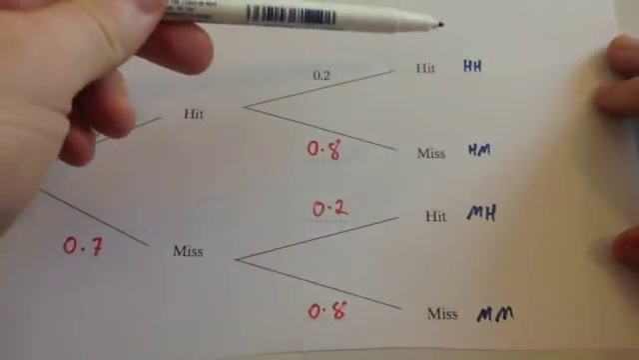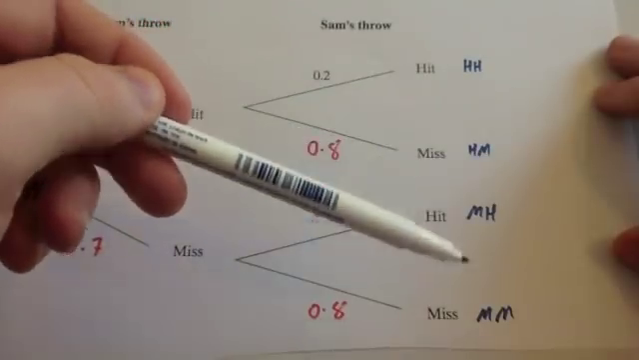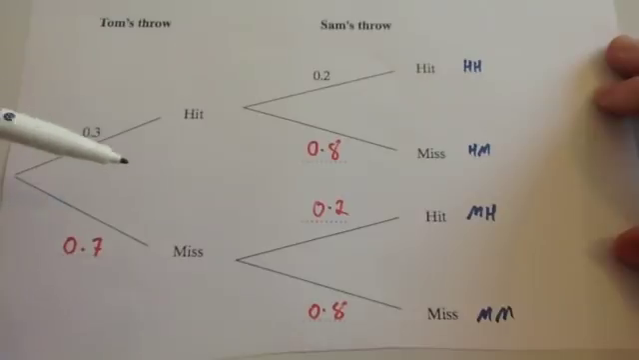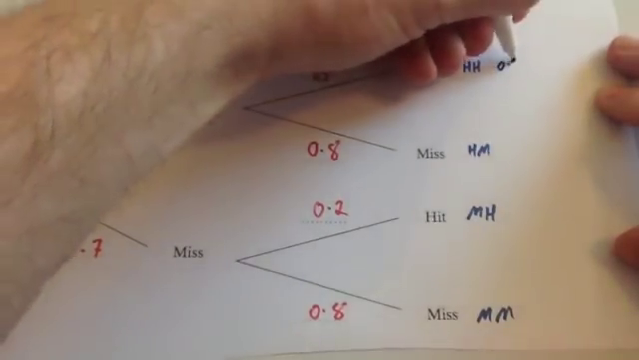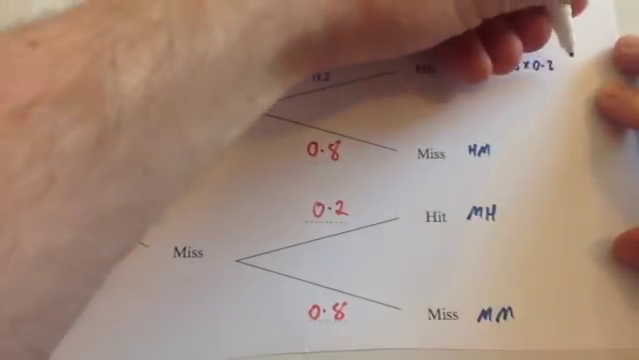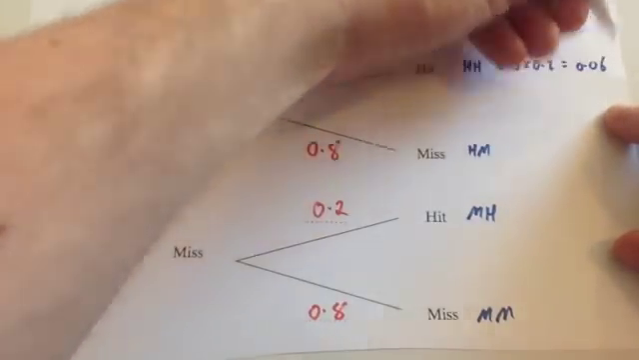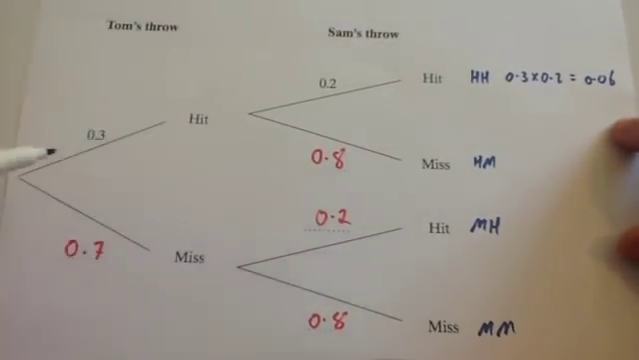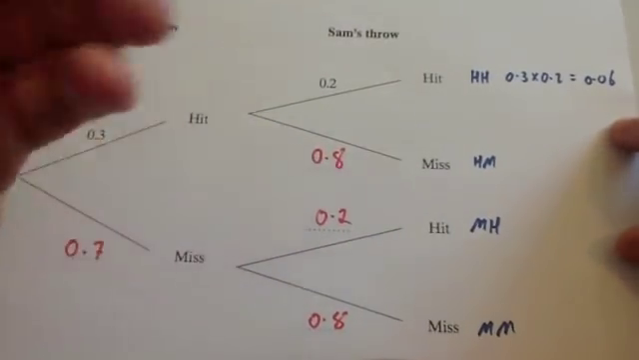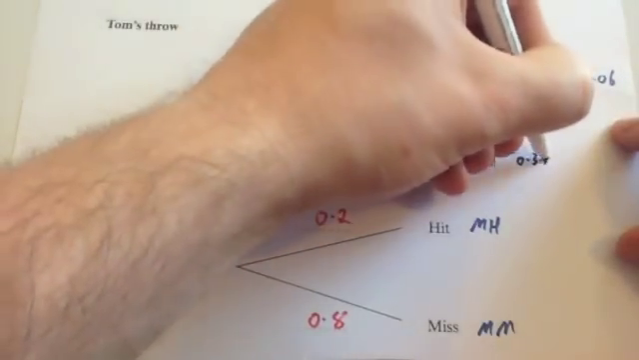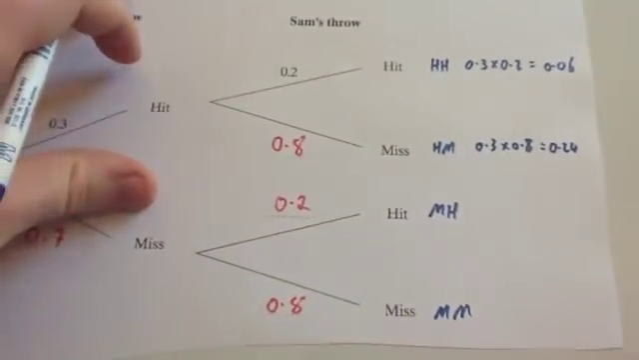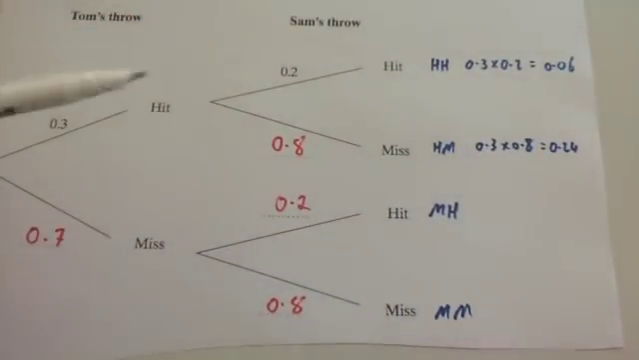To find the probabilities of hit hit, hit miss, miss hit, and miss miss, what you do is you multiply along the branches. So hit and hit, that's the and rule, multiply. So you're going to do 0.3 times 0.2, which would be 0.06. So you multiply along the branches. Then you've got hit miss, so that would be 0.3 times 0.8, which equals 0.24. So we've got our probabilities of hit hit and hit miss.